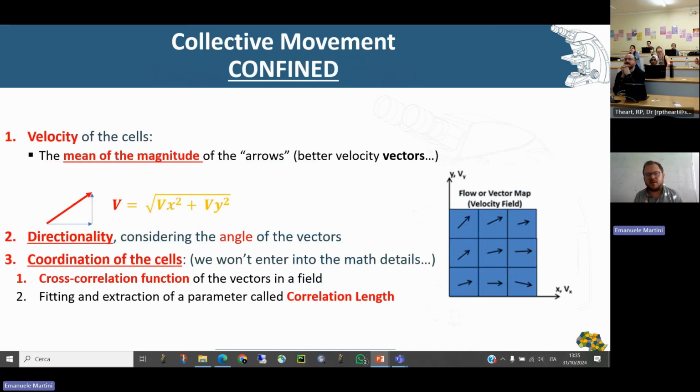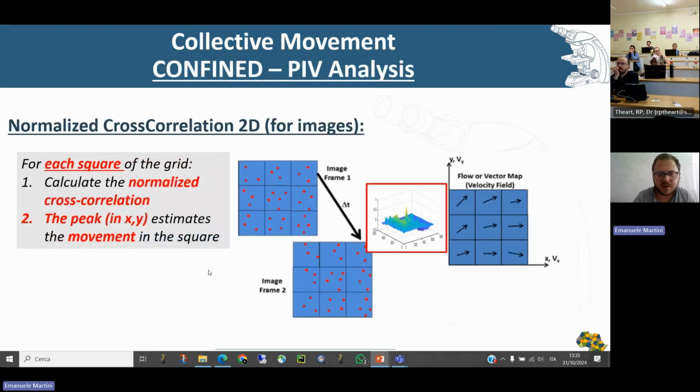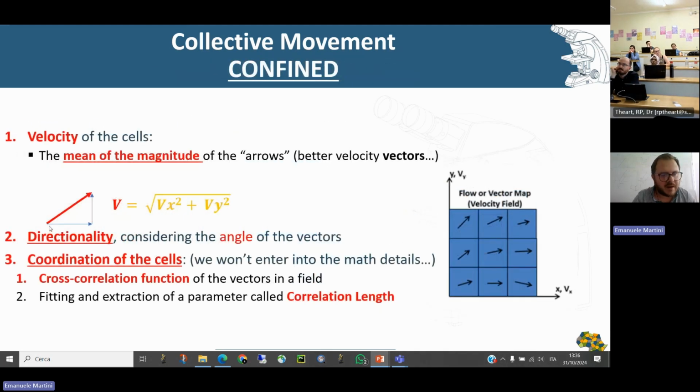Usually you do something more simple than all of those things. The first thing you want to extract is the velocity, okay? So you just have to imagine that, as I was saying before, this kind of analysis tells you for how long you have to move on the X and for how long you have to move on the vertical axis to have the similarity.